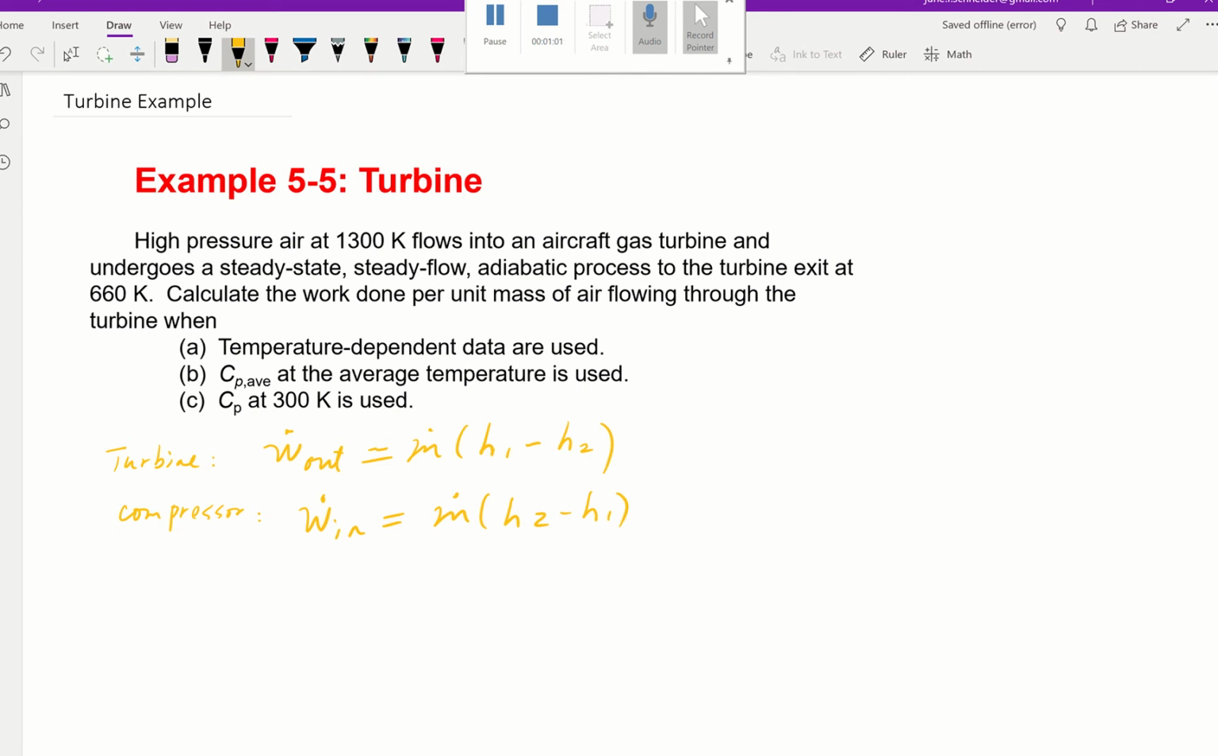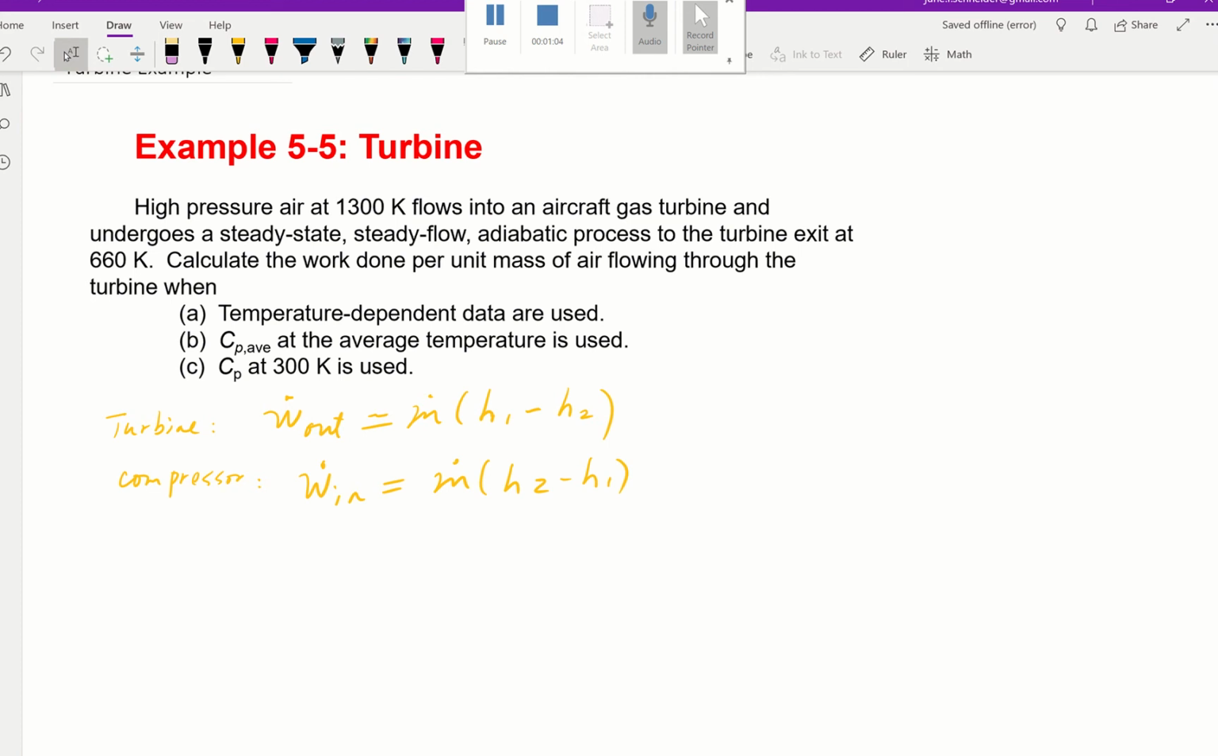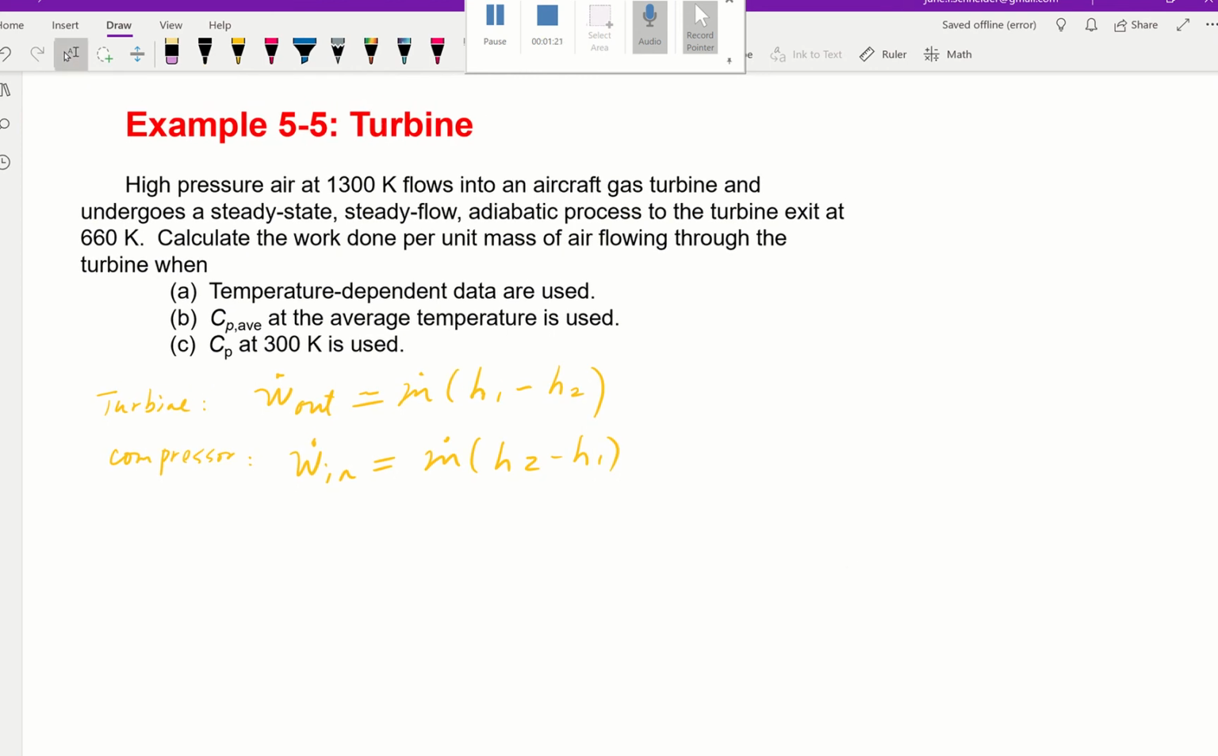Okay, so now we're going to look at this example. You have a turbine, high pressure air. Remember, whenever we work on an open system, it's a very good idea to draw the device, just a simple cartoon sketch of it. For a turbine, it goes from the smaller end to the bigger end, so the flow comes in here and comes out here and you generate work. Oops, it's going to be work out.